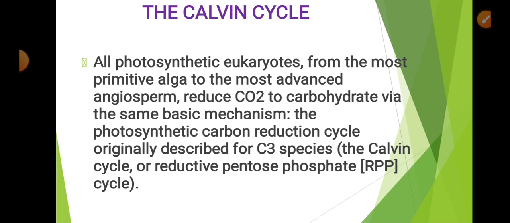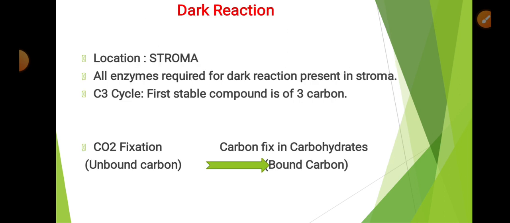Now what is the Calvin cycle? All photosynthetic eukaryotes, from the most primitive alga to the most advanced angiosperm, reduce carbon dioxide to carbohydrate via the same basic mechanism, the photosynthetic carbon reduction cycle, originally described for C3 species, the Calvin cycle. It is also called the reductive pentose phosphate cycle. It is the dark reaction.